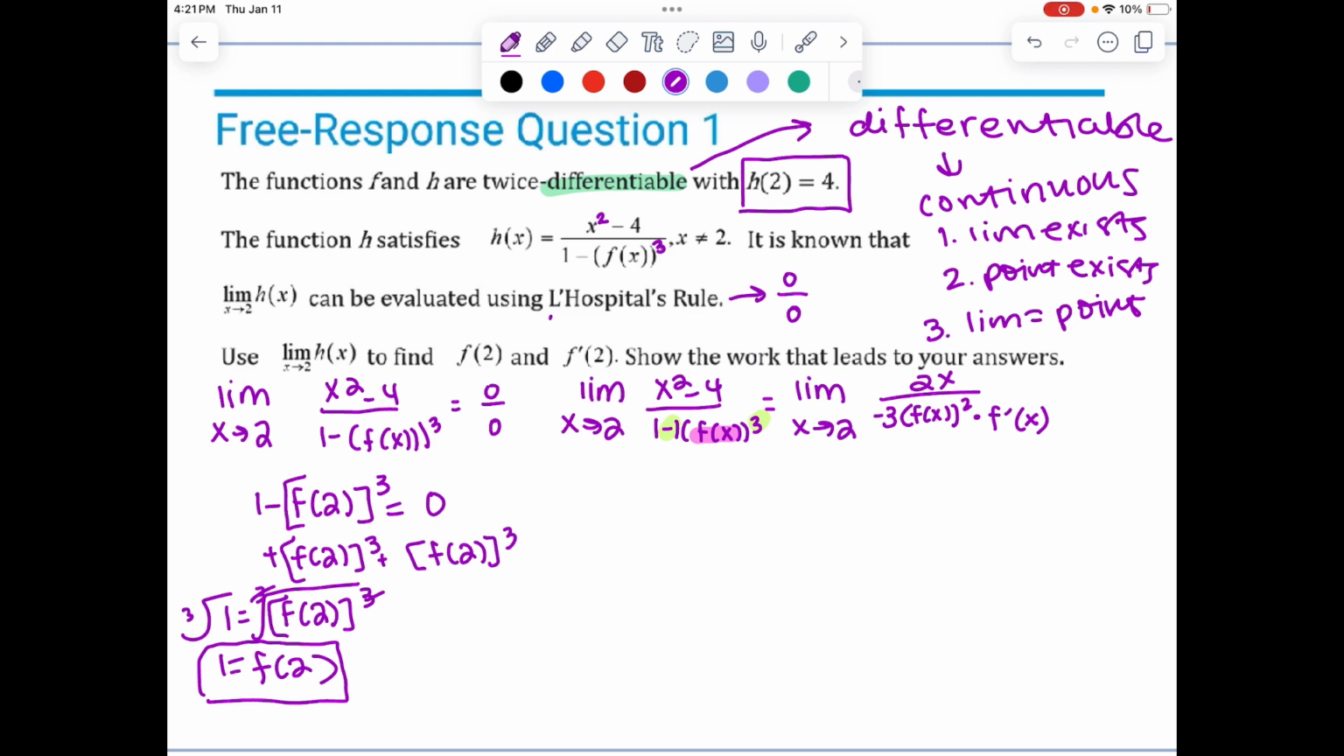And so this information right here is saying that h of 2 equals 4, which means the limit as h approaches 2 also has to be 4. And so this expression, based on L'Hopital's rule, when I plug in 2 here, I should get out 4. Because if the point is 4 at 2, and it's continuous, the limit has to be 4 at 2. So what I'm going to do from here is plug in 2 into this function. And I'm going to set that equal to 4 because that's what our limit's going to be.